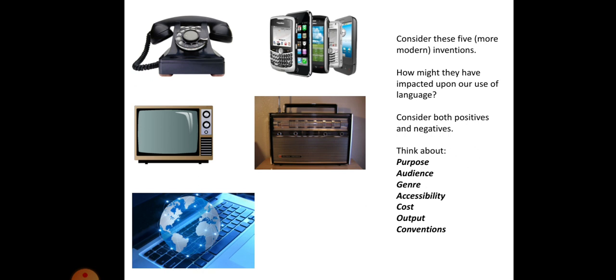All you need to do is spend, as I said, about 15 to 20 minutes thinking about what impact they might have had on our use of language. Consider both positives and negatives. It says here, think about purpose, audience, genre, accessibility, cost, output, and conventions. Also, consider the 5 language levels, so lexis, grammar, prosodics and phonology, discourse structure, and pragmatics, because there'll be different features of each that there might have been an impact on. Again, 15-20 minutes, pause the video, and then I'll start to talk you through them.